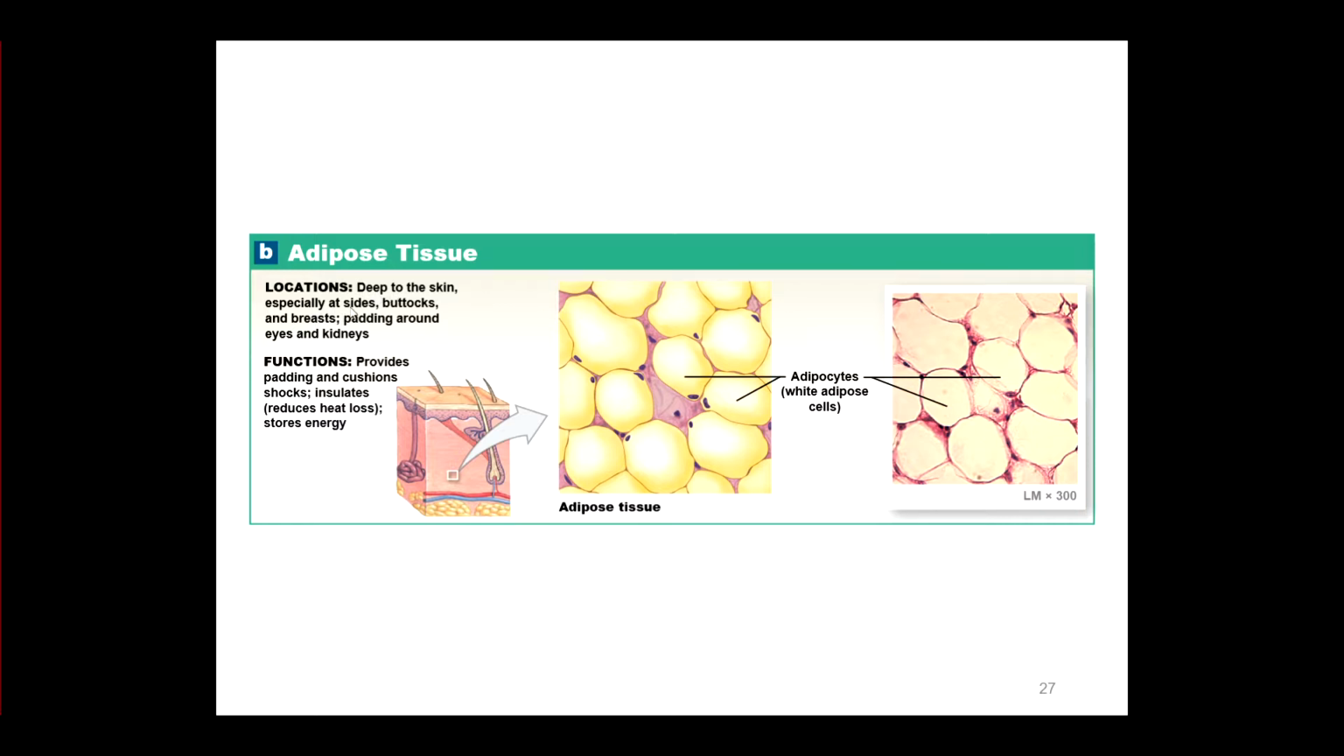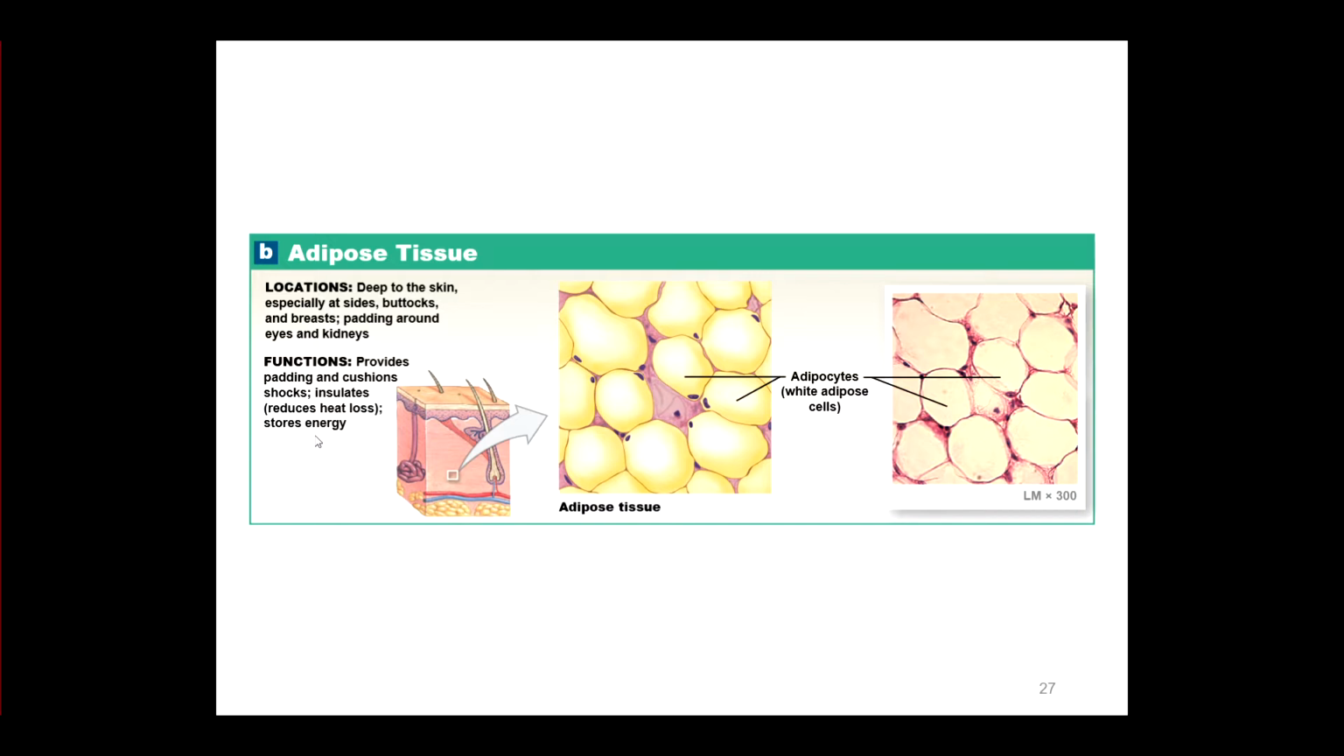We find it more on our sides, in the buttock area, the breast tissue, padding around the eyes, and it also packs our organs. For example, the kidneys, you'll see this next semester, are packed in fat. Okay, so it provides padding and cushioning from shock. Fat is a good insulator, right? It helps us to keep heat in our body. And again, it's a long-term energy store, right? We make fat tissue or adipose tissue when we bring in more calories than we're burning.